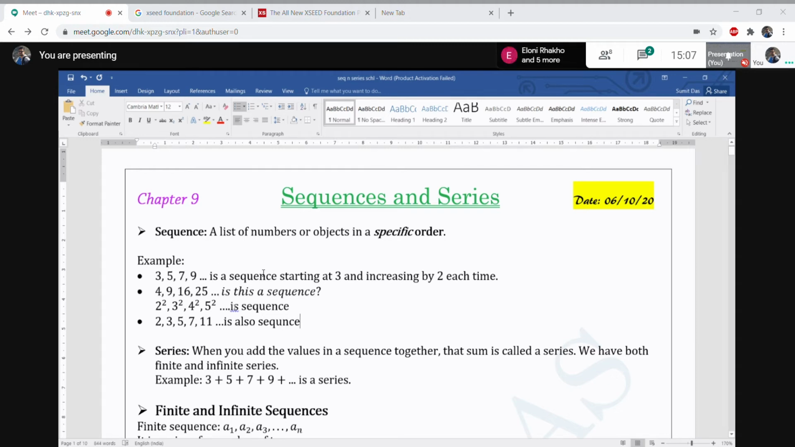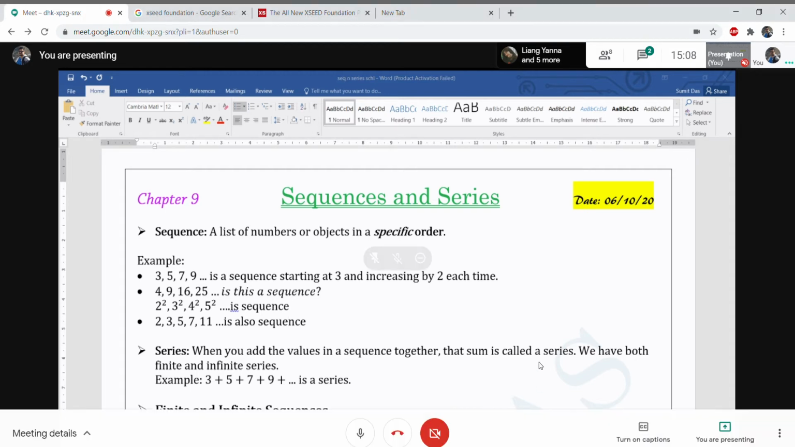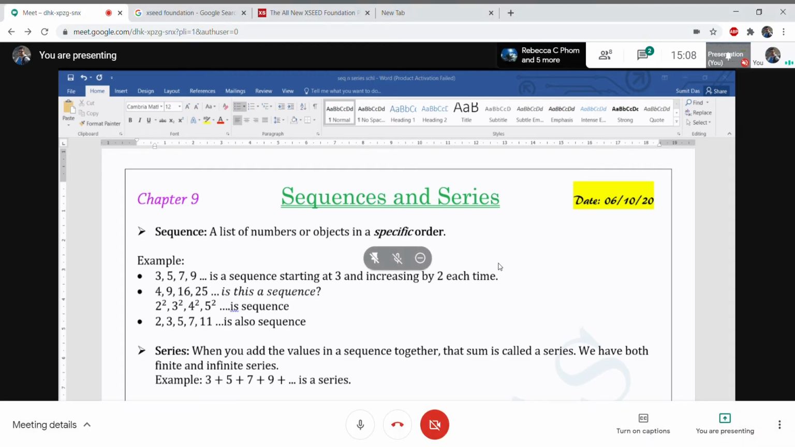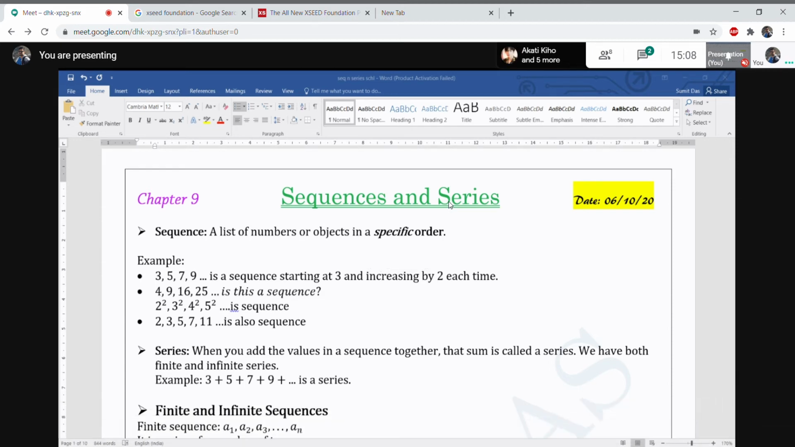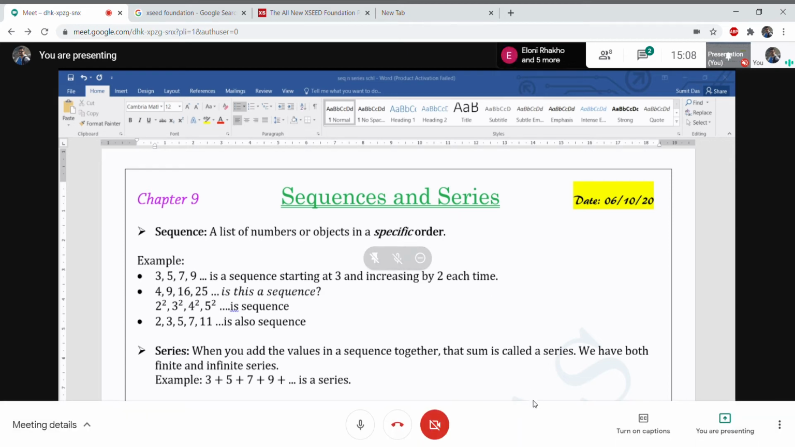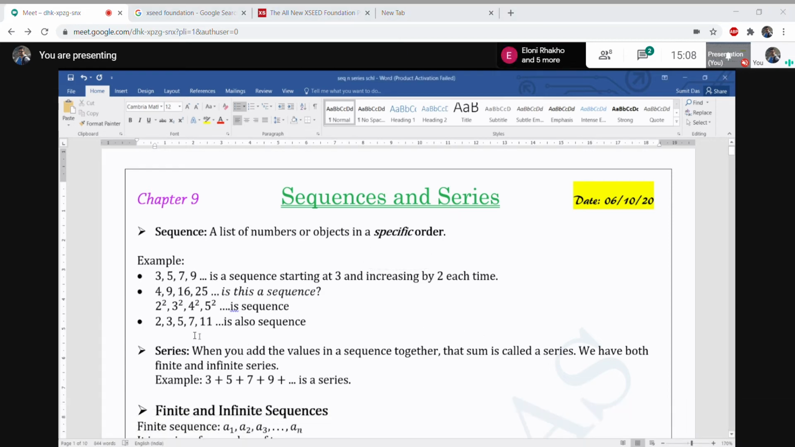Then the difference between a sequence and a series. We sometimes get confused between sequence and series. What is the difference? Sequence, I told you, is a list of numbers in a specific order. What is a series? A series means when you add the values in a sequence together, then the sum is called a series. Suppose in this last example I took 3, 5, 7, 9, all these are numbers from this sequence. So when I add all the numbers, this will be a series.